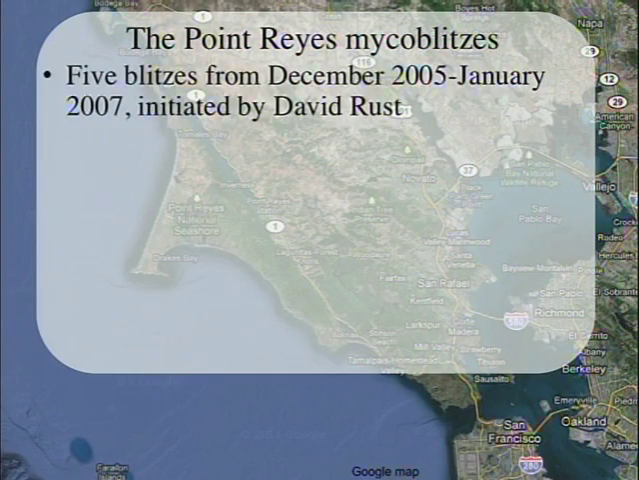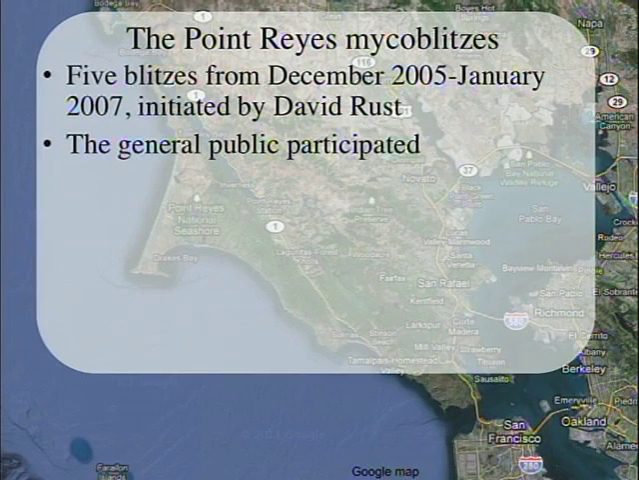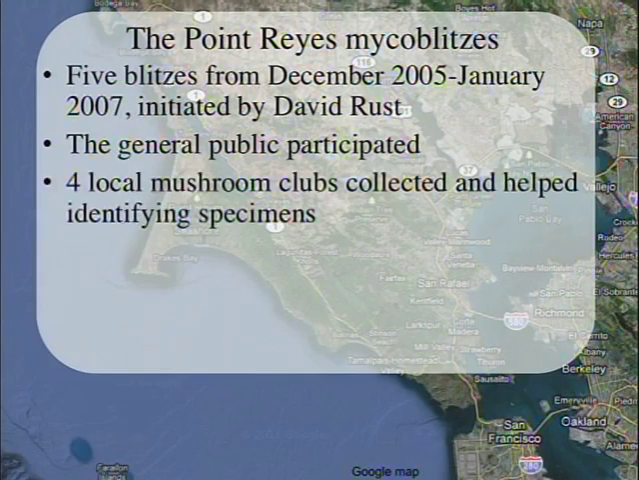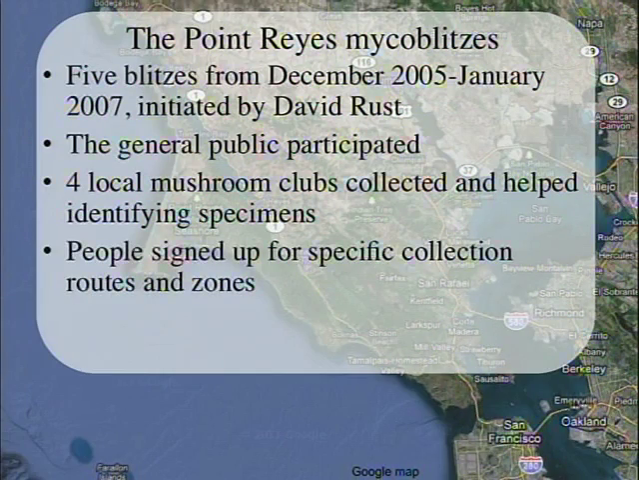So I'll tell you a little bit about those microblitzes and how they have been organized. We had 5 of them from 2005 to 2007 in our mushroom season, which is December, January. David Rust was actually in the room there. He was the one who initiated it and asked, well, can we have that thing? Because he wanted the Mycological Club, the MSSF at that point, to be more involved in scientific endeavors. So, as I said, the general public was invited and participated. Local mushroom clubs helped out.